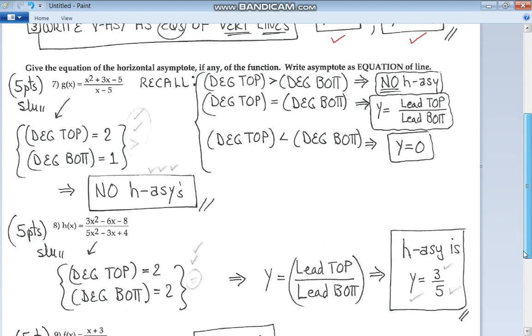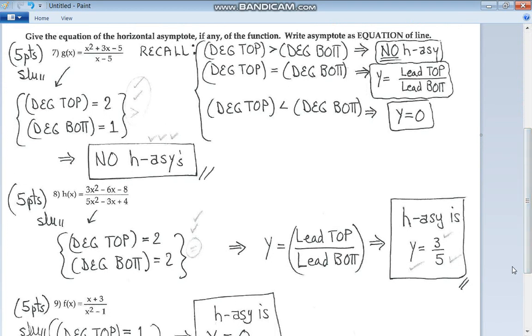Let's scroll down to question number 7. Give the equation of a horizontal asymptote, if any, of the function. Write your asymptote as an equation of a line. Okay, so now we're going with the equation of a horizontal line, so it's going to be y equals a number for our final answer. So here's our function, g of x equals a rational function, x squared plus 3x minus 5 over x minus 5. Now we have to consider the following.